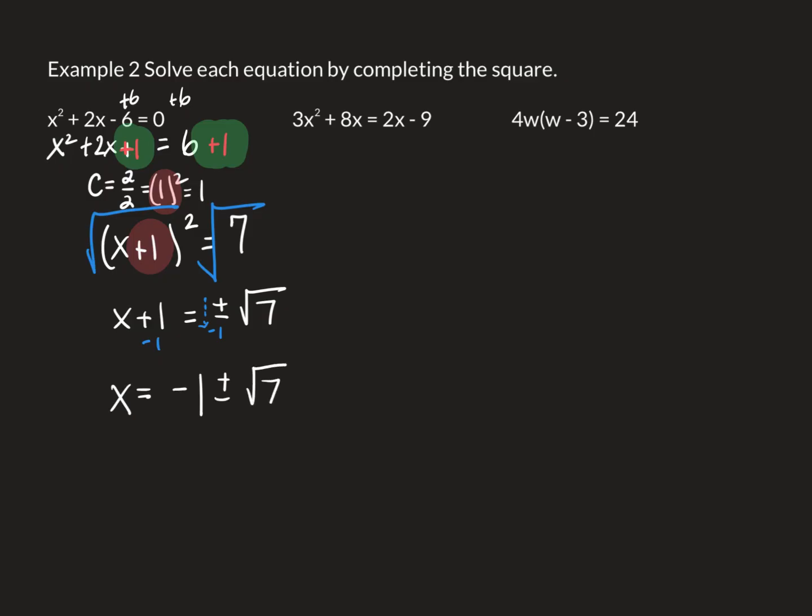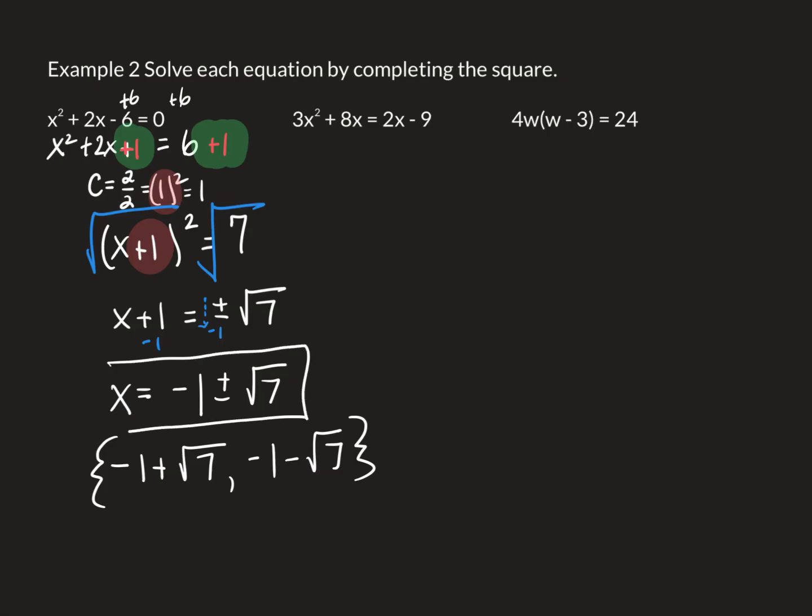You may stop there after I show you one more thing. This is 2 answers, negative 1 plus the square root of 7 and negative 1 minus the square root of 7. Those are my 2 solutions. You are welcome to say this is the answer as long as you know that you have 2 answers. You definitely have 2 answers.